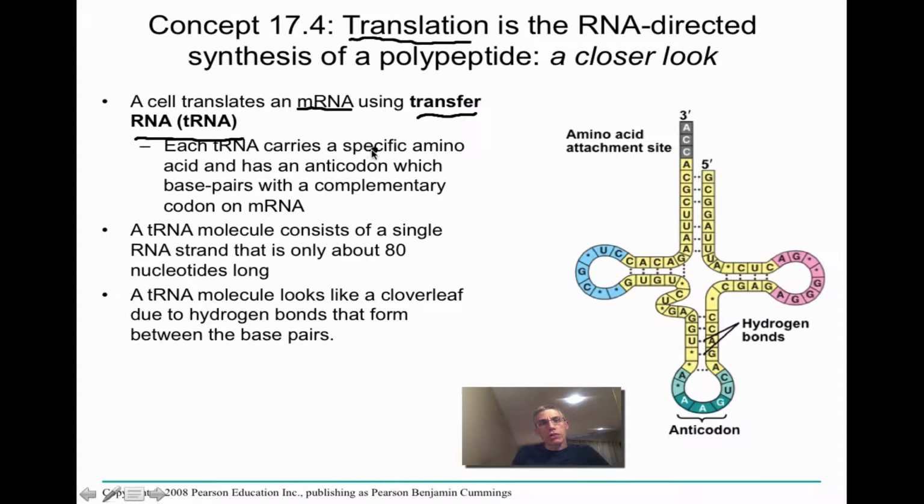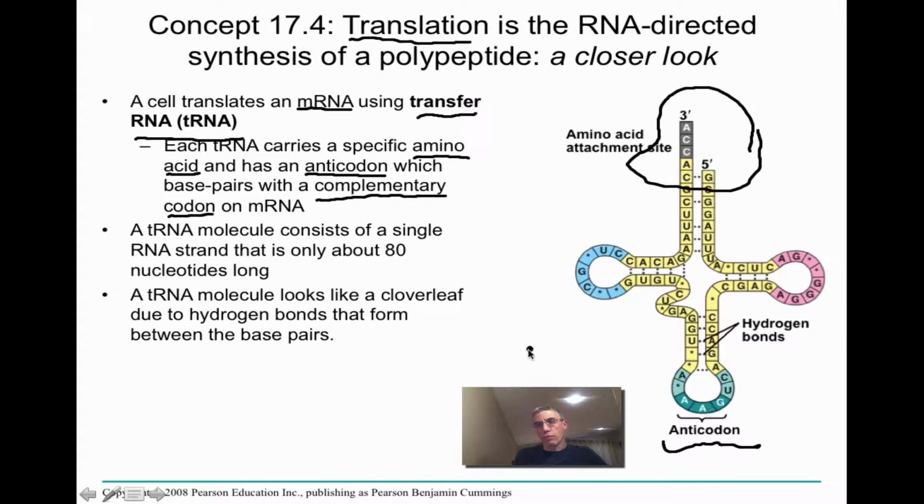So each transfer RNA is going to carry a specific amino acid, and it's going to carry this amino acid in this area right here of the transfer RNA, and it's also going to have something called an anticodon. So if you remember during our discussion of messenger RNA, we had talked about something called a codon. So the anticodon is going to be complementary to that codon on that messenger RNA molecule. Again, over here on the right, you're going to notice right down here towards the bottom of this transfer RNA, you're going to see the anticodon.